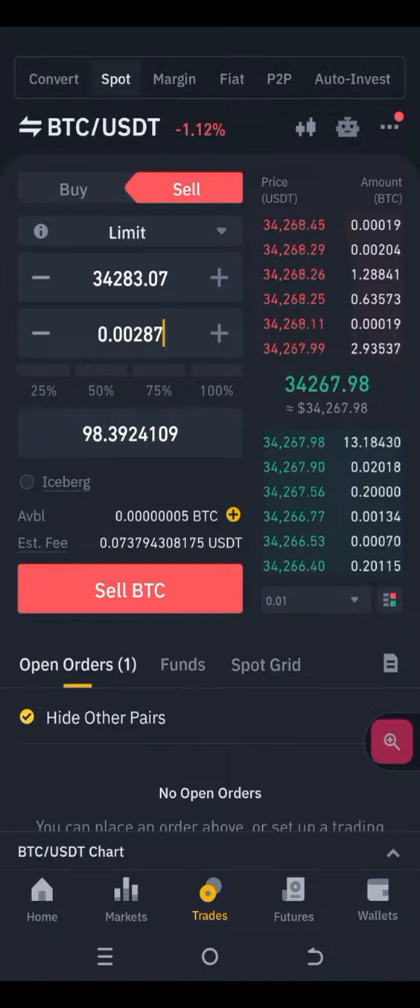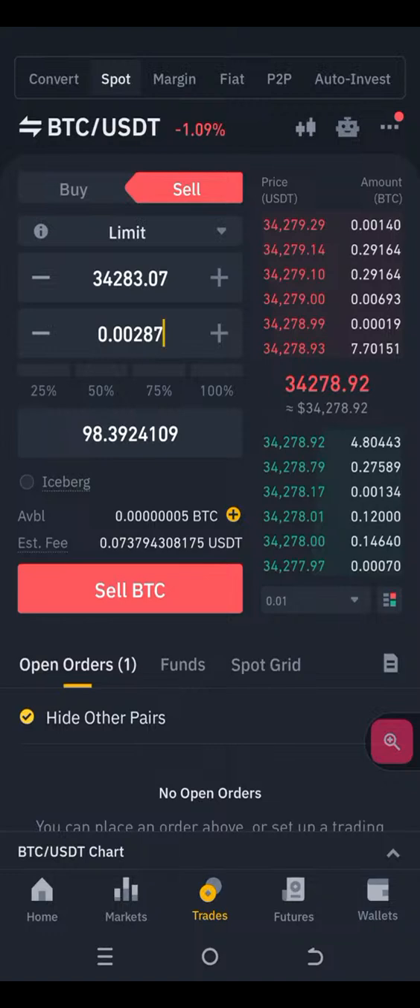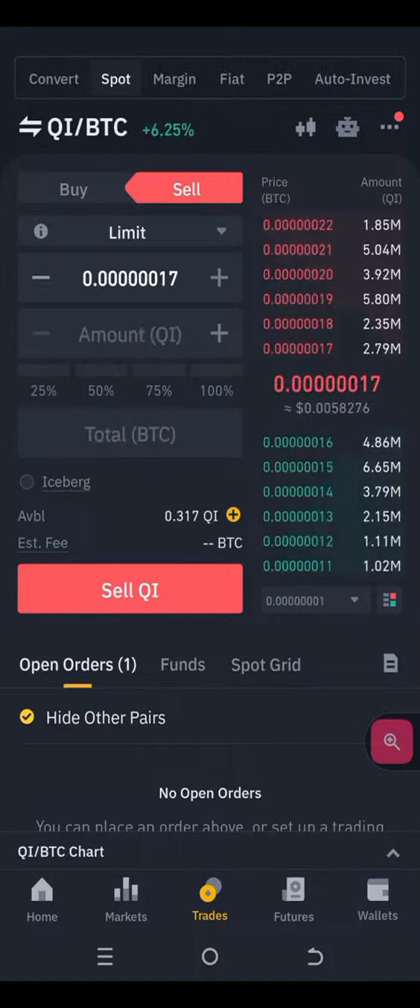Is it possible to make money with triangular arbitrage? Yes, it is. But which makes more money is what we're trying to find out here, not whether it makes money. It does make money, but which one makes more money? Okay, so now let's go into the next one.